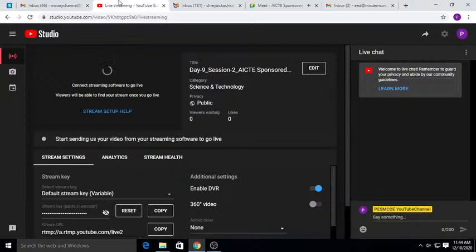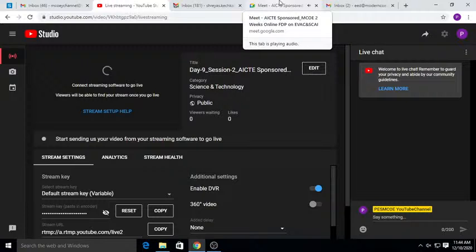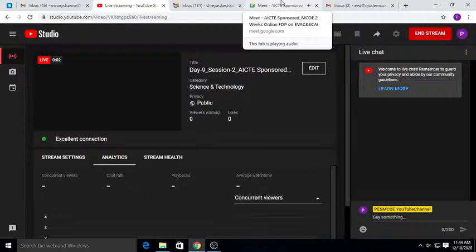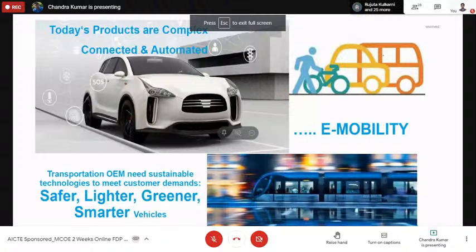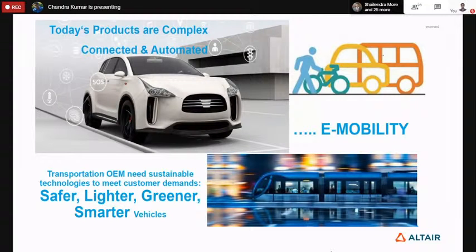Today's topic I've taken as multi-domain system modeling for electric vehicles. Before going into the actual presentation, I just want to talk about how today's products are becoming more and more complex, as well as system-of-systems connected. The entire transition of technology is moving towards e-mobility, with safer, lighter, greener, and smarter vehicles.